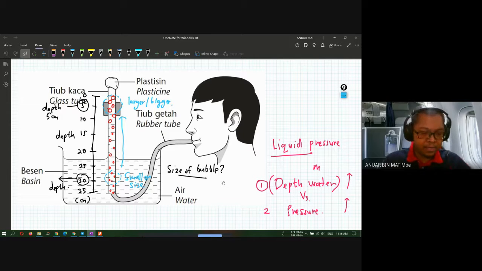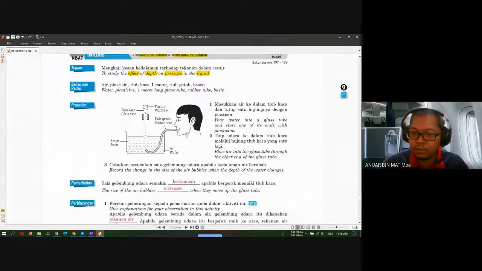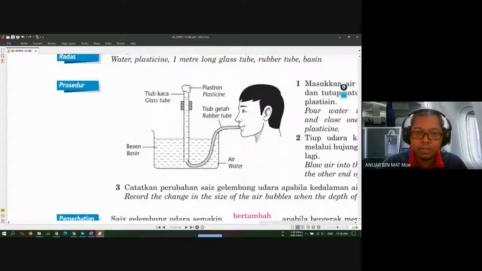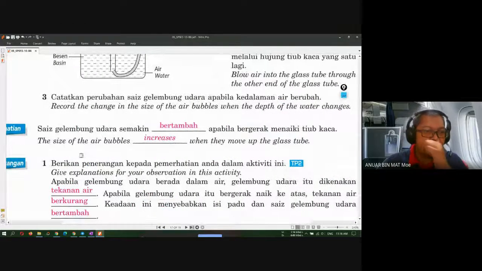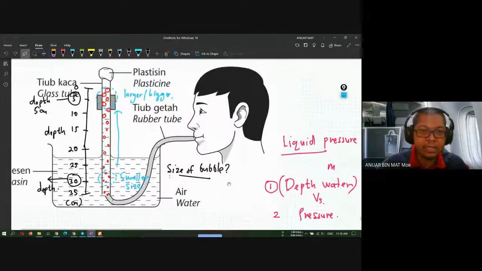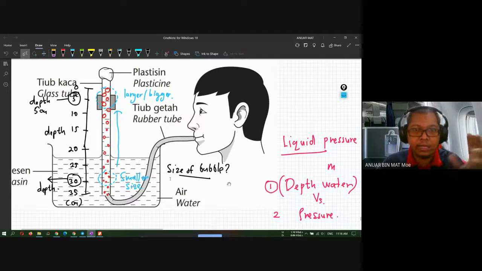What happened in here? The activity here. Yes. Okay, very good. Right, go back to the workbook. Okay, 240. Just do some quick answers here. All right, observation: the size of bubble increases when they go up the glass tube. Okay, going up the glass tube, the size will increase.